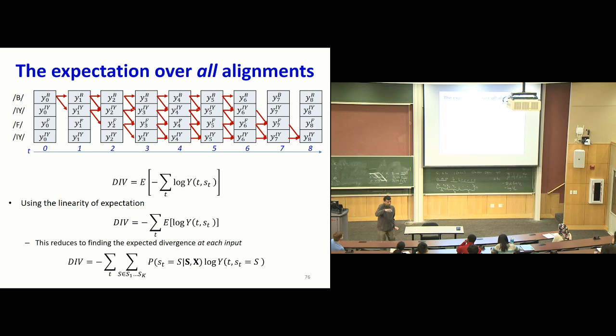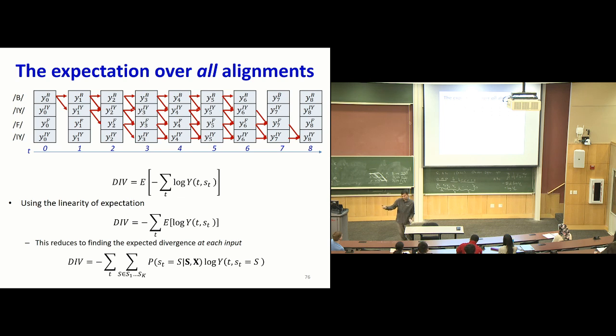So in each column, you're looking at each guy and saying, what is the probability that this was in fact the correct alignment, or the correct symbol that must be assigned to this input? You are multiplying the divergence that you would get if that were indeed the correct symbol by the probability that it was the correct symbol. And then you're summing over the entire column. And this you're summing across all time.